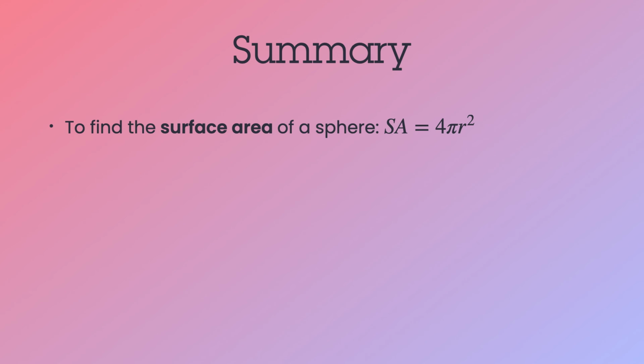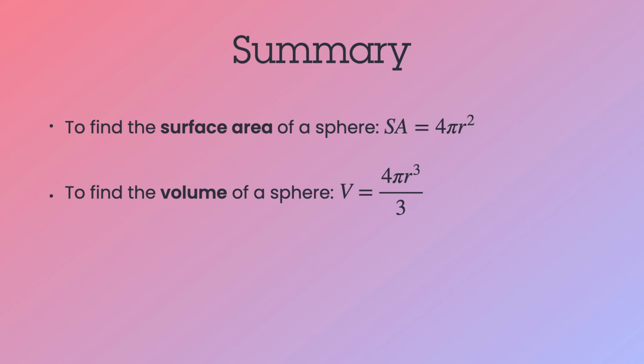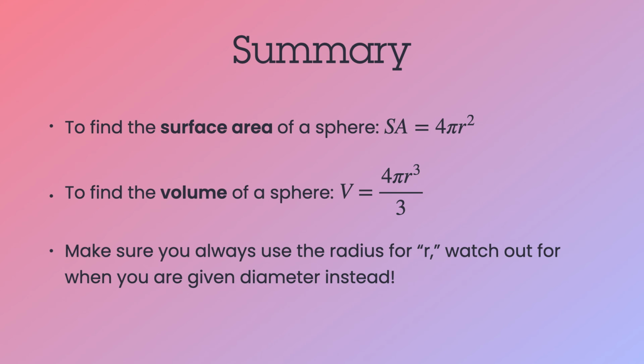So in summary, to find the surface area of a sphere, you use the formula 4 times pi r squared. To find the volume of a sphere, though, if you need to fill it or find out how much space it takes up, that would be 4 times pi r cubed divided by 3. And just a reminder, all of these formulas are using r, the radius, so watch out. Sometimes you get examples and problems to solve where they give you the diameter of the circle instead of the radius. So just be aware, radius always equals half of the diameter.